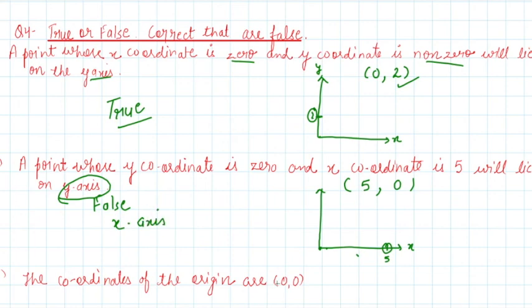The coordinates of the origin are 0, 0. Yes, that's true. This is your origin where both the perpendicular axes meet each other. Here x is also 0 and the value of y is also 0. So the coordinates of the origin are 0 and 0.